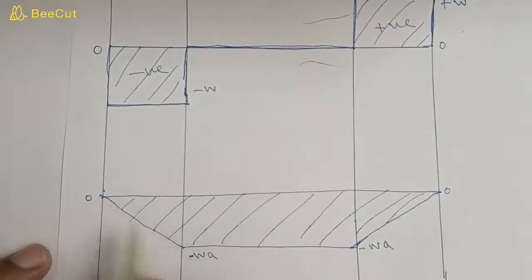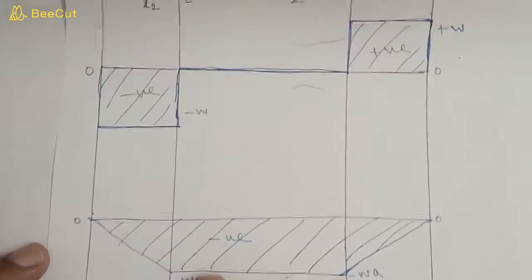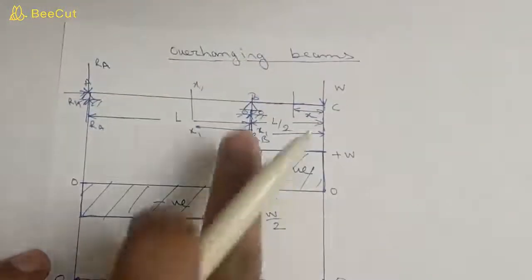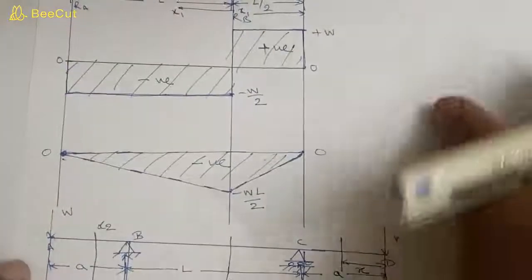Okay. So this is negative. I hope you understand how to draw the shear force diagram and bending moment diagram for this beam and for beam number 2.